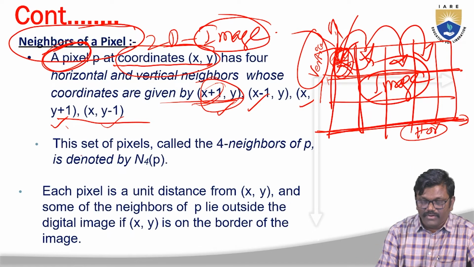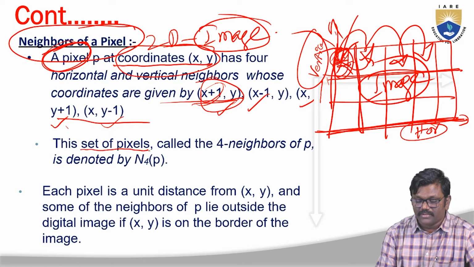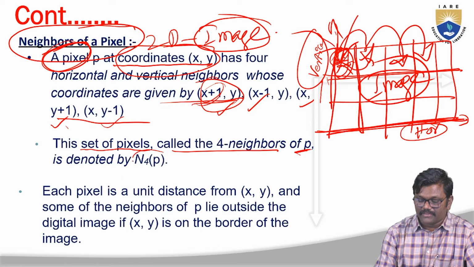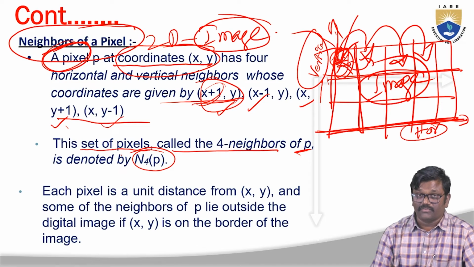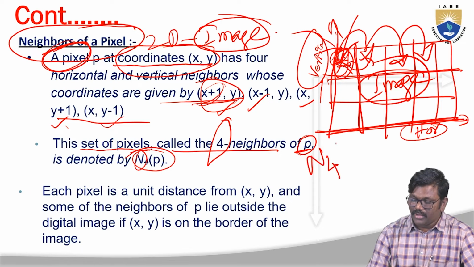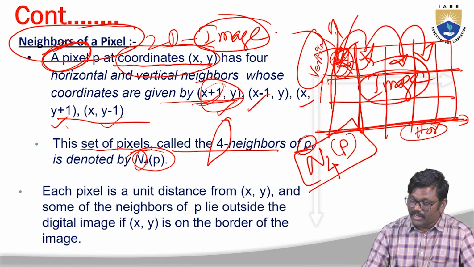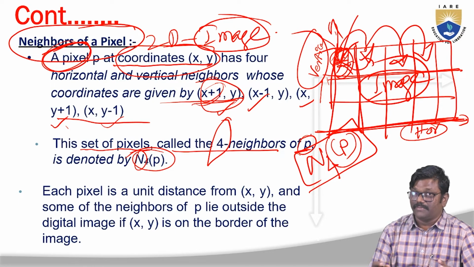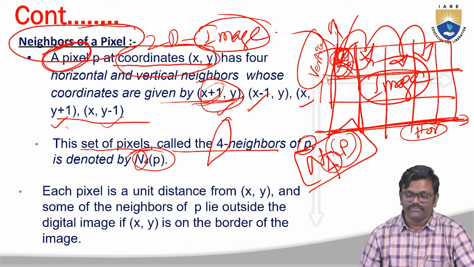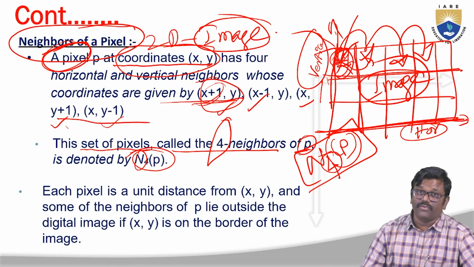That means simply finding one to another means a set of pixels called the four neighbors of P, denoted as N subscript 4 of P. What is P? Pixel. What is N? Number of neighbors. How many neighbors do we have here? 4. So N subscript 4 of P means you are going to find out the number of pixels related as neighbors of the pixel with respect to 4 neighbor cells only. That is N subscript 4 of P.